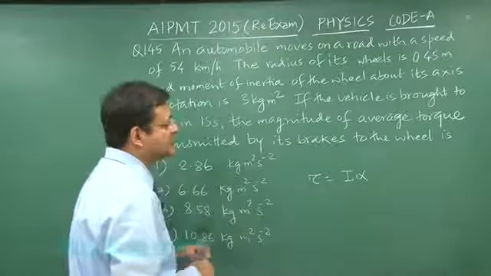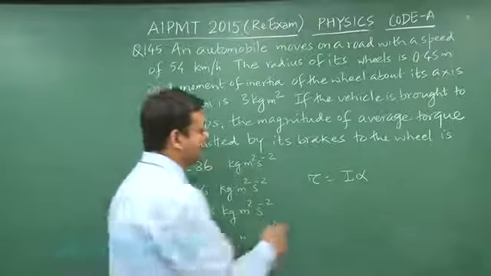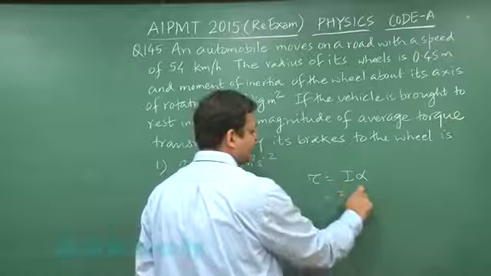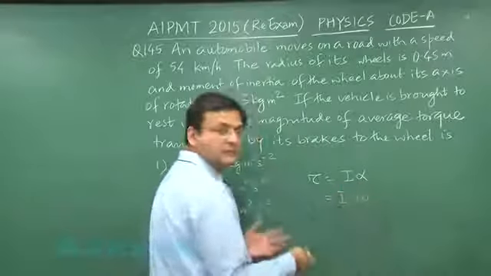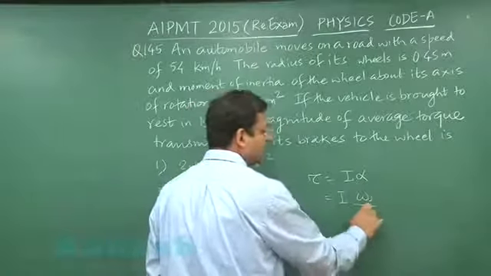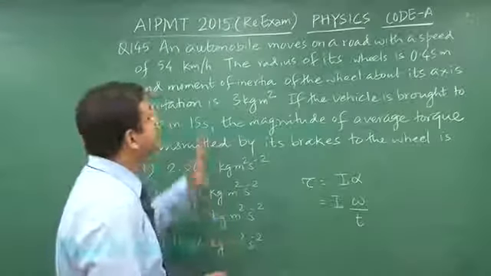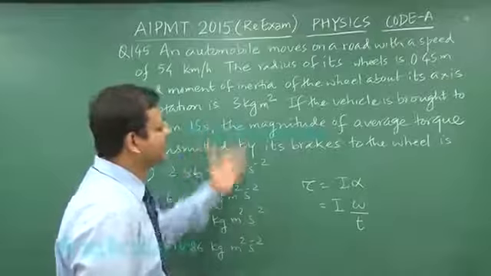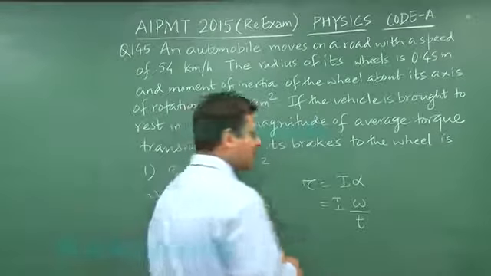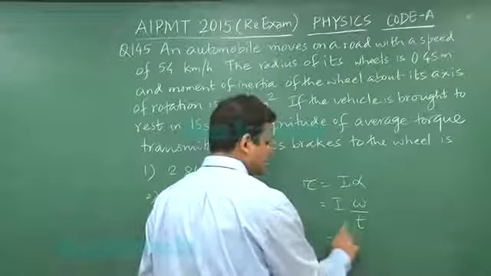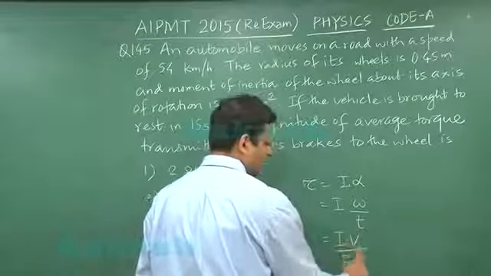Torque is I alpha. So they want the average torque, so you can modify this expression I into change in omega and time interval which can be given to you. Now they have not given you the angular speed, rather they have given you the linear speed and radius. So you know that V is equal to omega r, so I can simply modify this expression as V upon r, and this T is there.